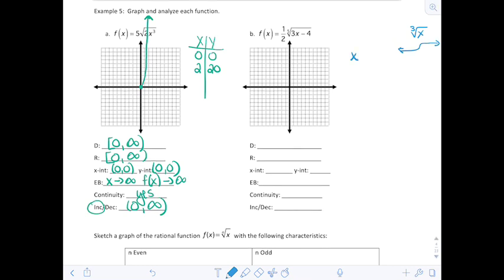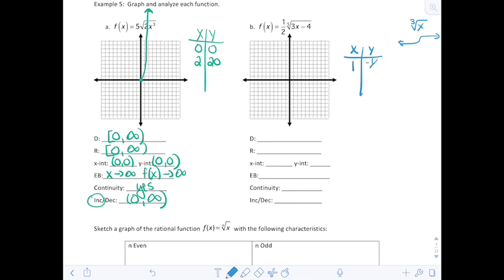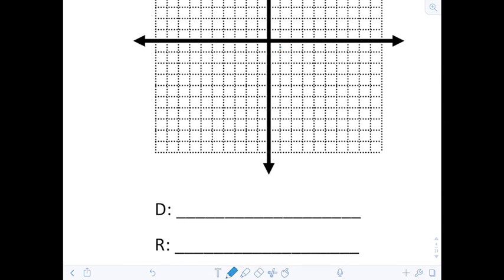I just have one point that I put in here, and then from there, just knowing kind of the pattern, you can get some points from your calculator. I put in 1 because I would get 3 minus 4, which is negative 1. The 5th root of that is negative 1. Times 1/2 is negative 1/2. So I have 1 and negative 1/2 right there.